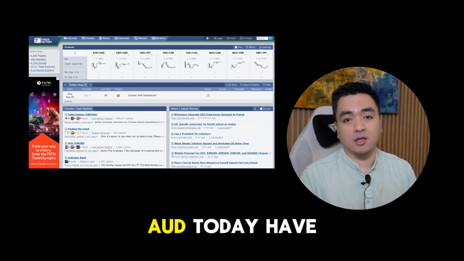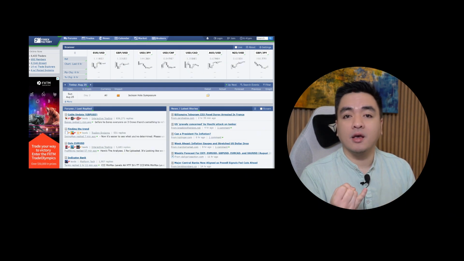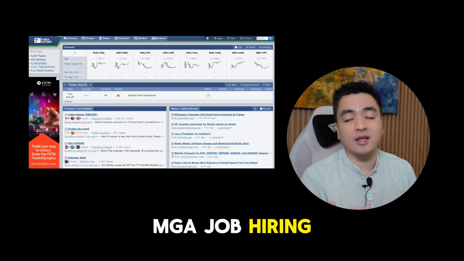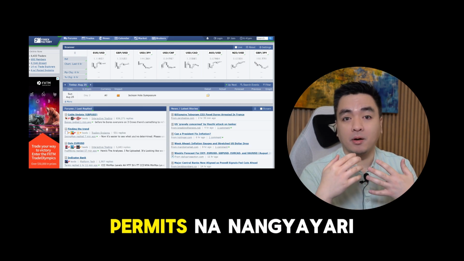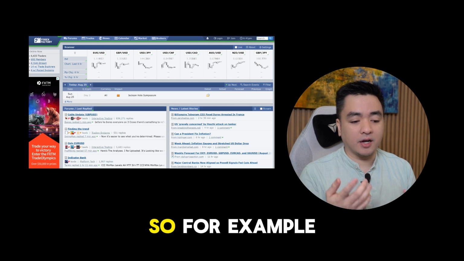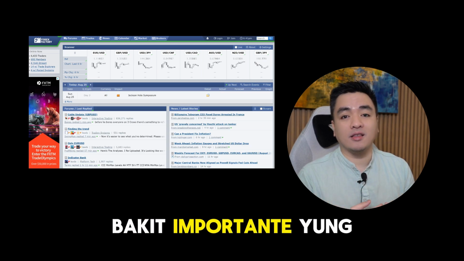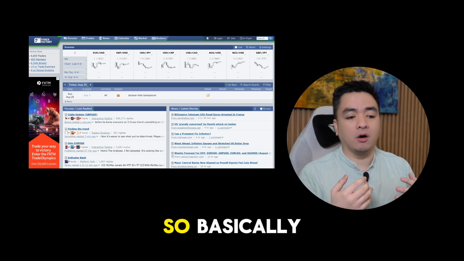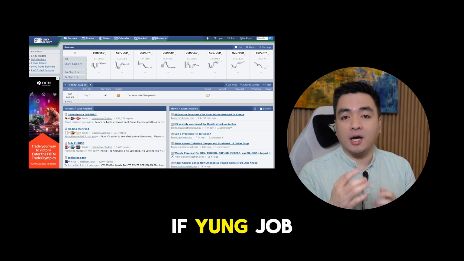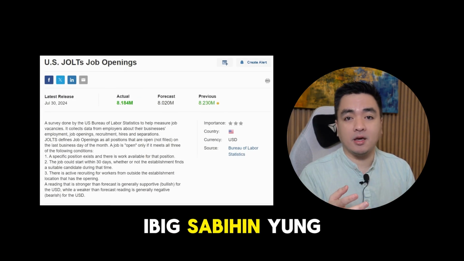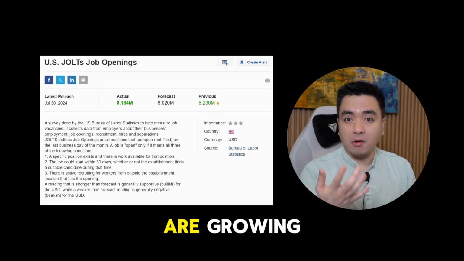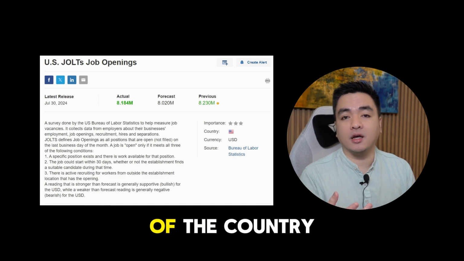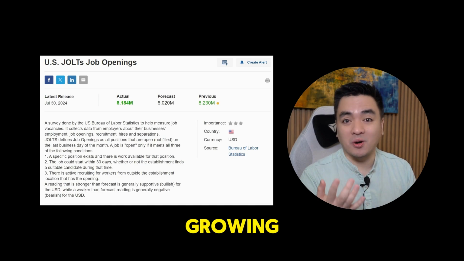economy ng AUD. Do they have a good interest rate? Malakas ba yung mga job hiring nila? Marami bang building permits na nangyayari? So for example, bakit importante yung job hiring numbers? So basically, if yung job hiring is mataas, ibig sabihin yung mga company, they are growing. Ibig sabihin the economy of the country is also growing.